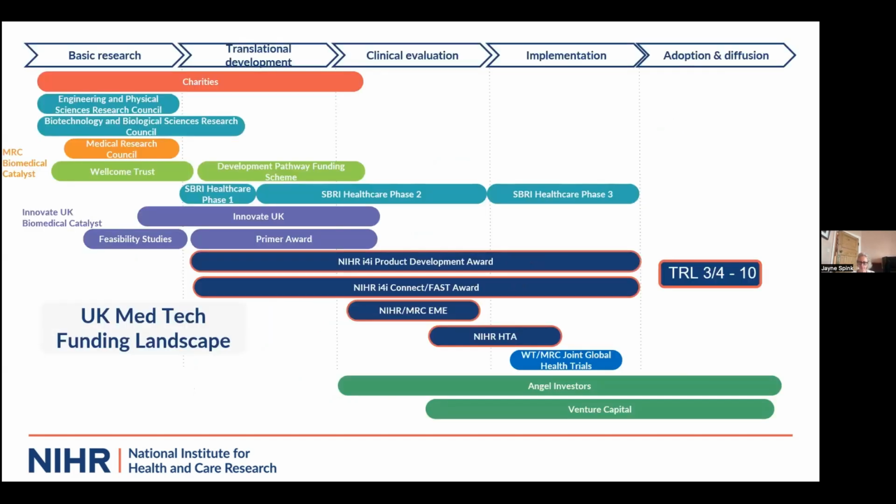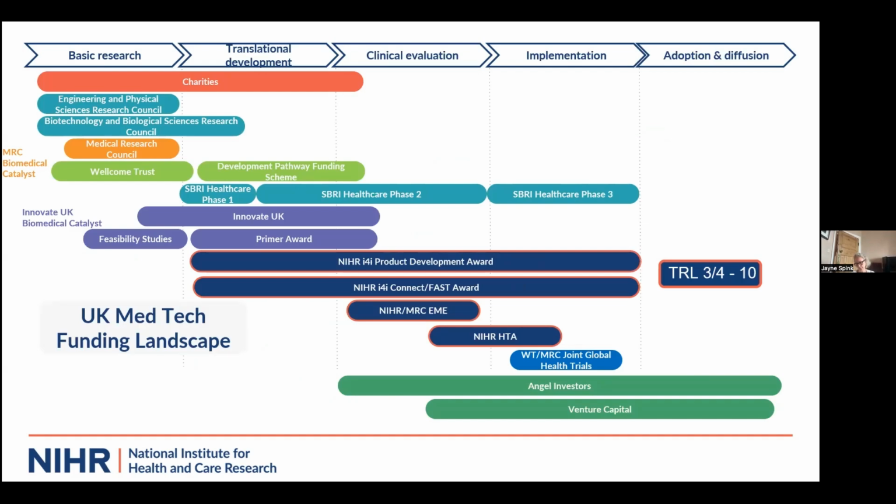Now, we're not the only one in this space, and this is a slide that I showed previously. We are the only one, however, in this space that can offer a funding award that goes from TRL 4, so Technology Readiness Level 4, so you have to have proof of concept to apply to us, all the way through to implementation of the real-world evaluation type activity within either NHS or social care.